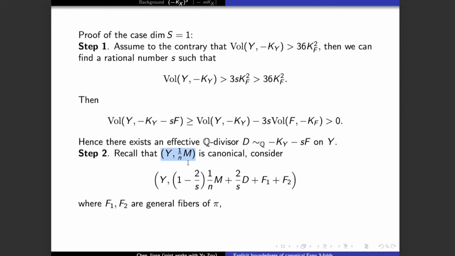And then we subtract a little m, and we add this D and some F1 plus F2. So these are two fibers of the fibration. And you can see that this pair is still a Calabi-Yau pair. So it's the sum of K_Y plus the divisor is Q-linearly trivial, but it has two LC centers.